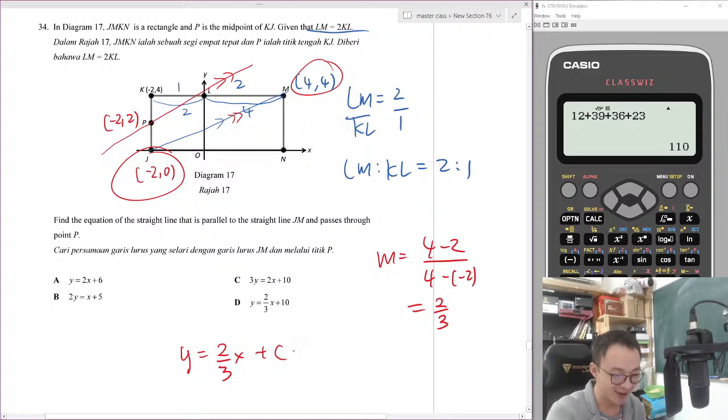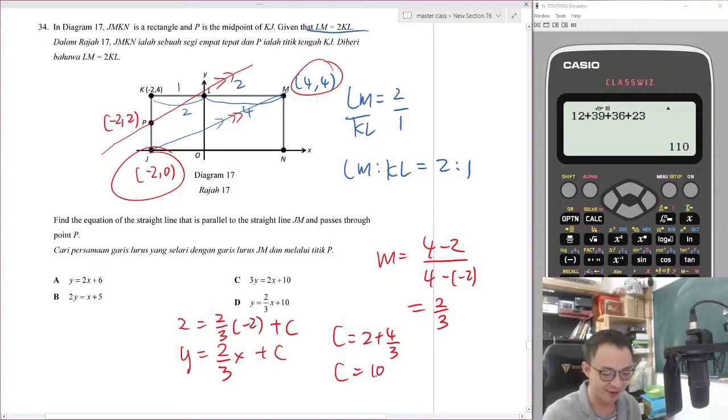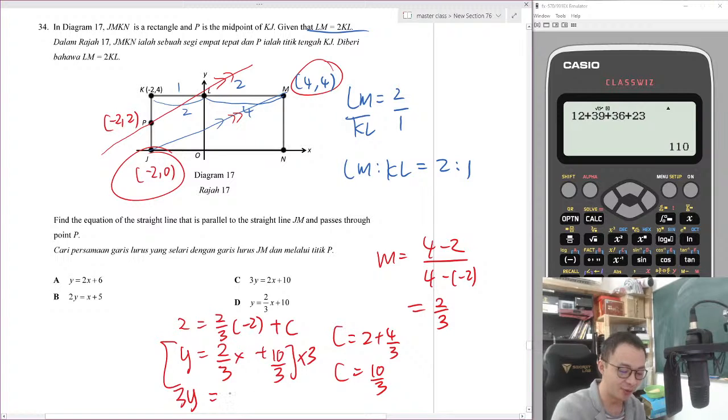Okay, plus c. Then I sub in the value. 2 equals to 2 over 3 times -2 plus c. Wow. Okay. C equals to 2 plus 4 over 3. C equals to 10 over 3. So this equation has 10 over 3 here. I multiply 3 for the whole equation. I get 3y equals to 2x plus 10.